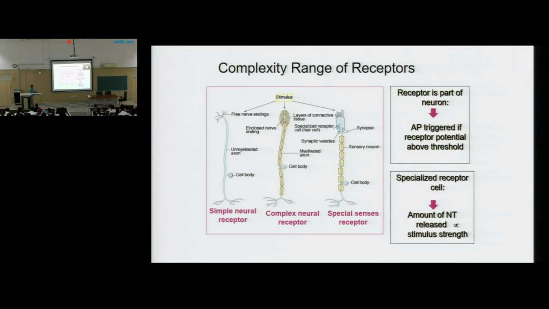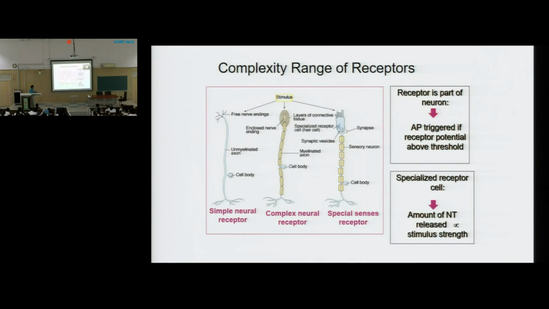In some cases, your cell body or soma can also act like a receptor. For example, in your olfactory system, the cell body acts like a receptor. In most cases, the axon is the receptor. Or the receptor may be neither the axon nor the cell body; it is another structure that acts like a receptor. So in the first case, the receptor is a part of the neuron. An action potential will be triggered if the receptor potential rises above the threshold.